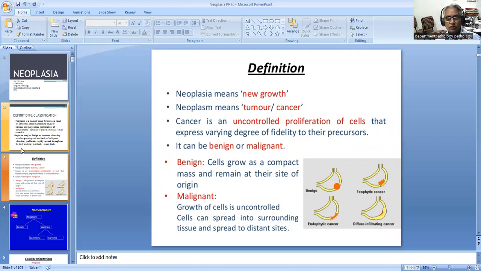In benign growth, cells grow as a compact mass and they remain at the site of their origin only. While in malignant growth, there is an uncontrolled cell proliferation which spreads into the surrounding tissue and also to distant sites. So in comparison, benign growth, number one, is compact, and number two, remains at the site of origin. While malignant growth is uncontrolled and spreads to the surrounding tissue.